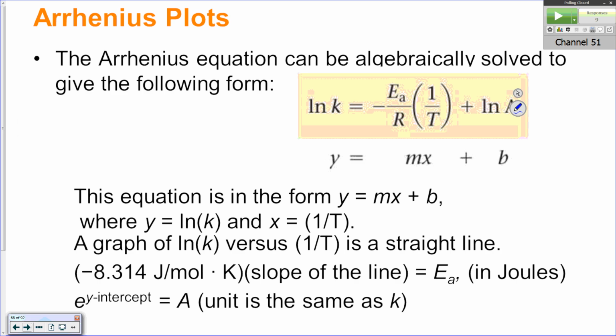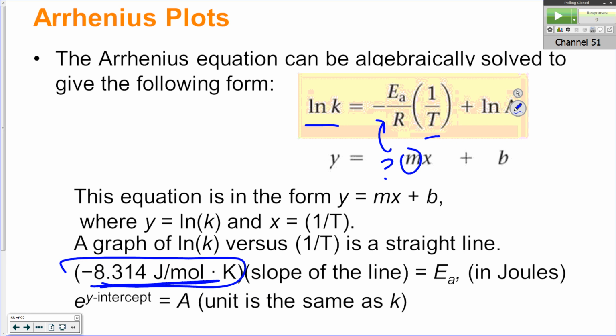So when I plot the natural log of k versus the inverse of the temperature in Kelvin, I can find the slope of this line. Once I know the slope, I can rearrange it and easily find the activation energy. Because the value of R is known at all times, I just take the negative of R times the slope, and I've got the activation energy.